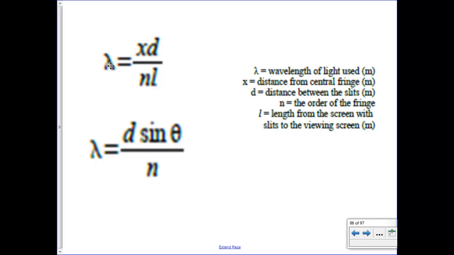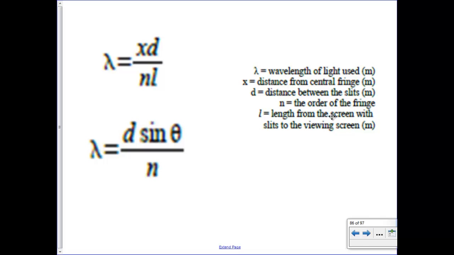Okay. In both formulas, this is lambda, so that's a distance, a wavelength distance. In both of them, d is the distance between the two slits. Because that's relevant. We need to know how far apart those two holes are. Okay. X is the distance from the central fringe. And that's what the guy in the previous video was showing there. As you have your spectrum being made there, X is how far away it is from the center of that one. N is the order of the fringe.